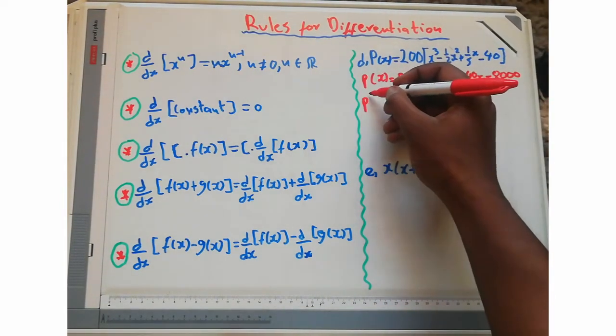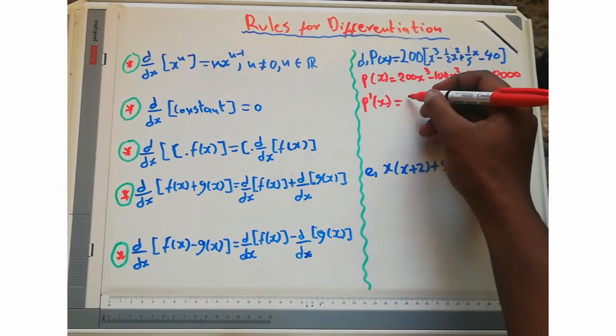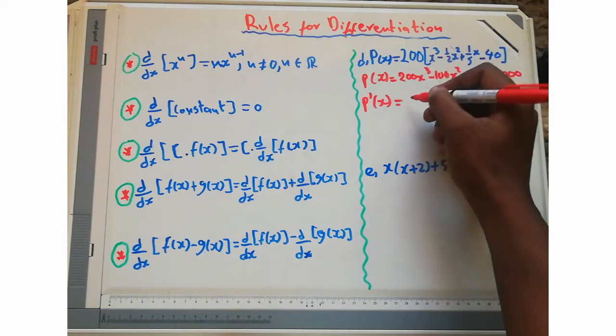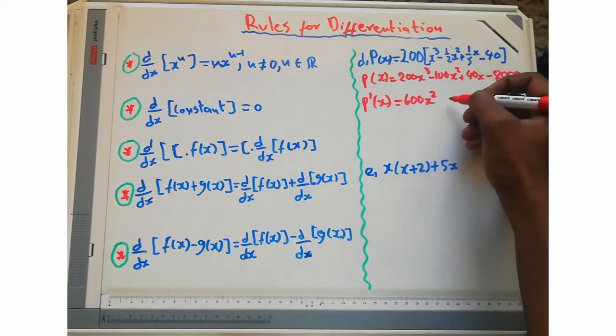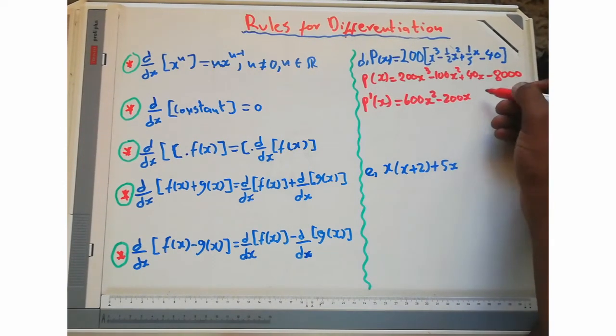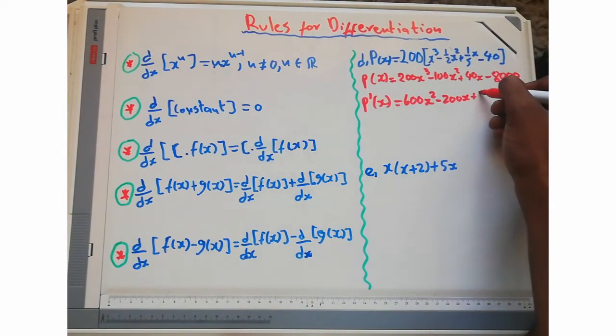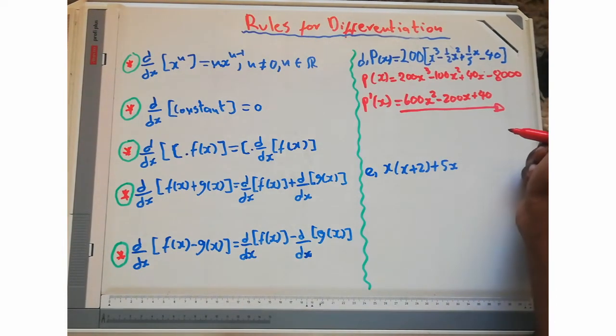And then from here on, I can apply the general rule. So the derivative of p of x will be 3 times 200 is 600. And then 3 minus 1 is what? It is squared. 2 times 100 is what? It is 200. And then 2 minus 1 is 1. And then here, 1 times 40, you'll still get the 40. And then 1 minus 1 will be what? 0. And any number to the power 0 is 1. So you'll only have 40 there. So this will be your final answer.